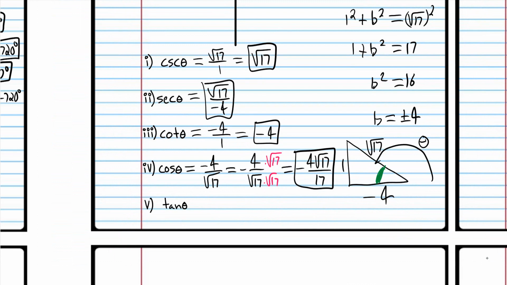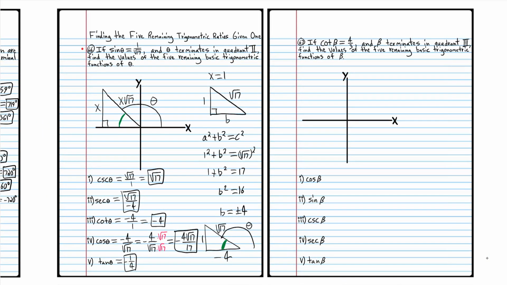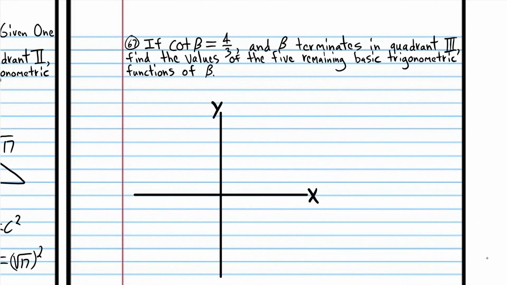Okay, and then tangent theta is the side opposite the green reference angle divided by the side adjacent. So 1/4. So that is how we do those types of problems. Okay, so let's try one more of these before you try one on your own.